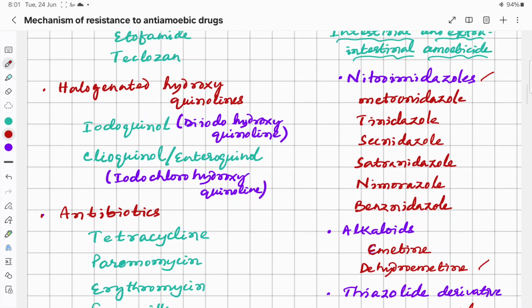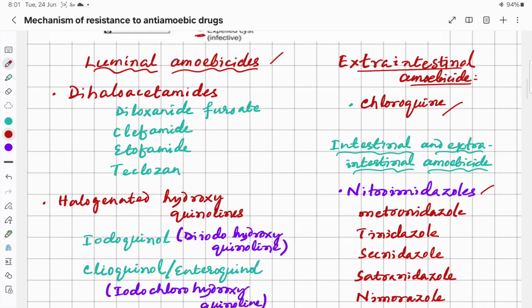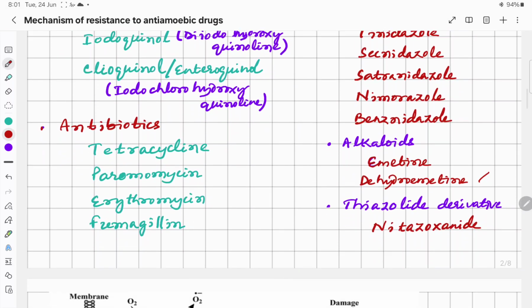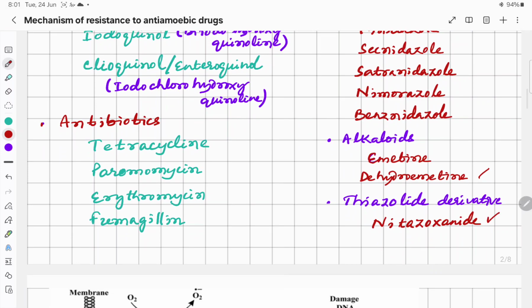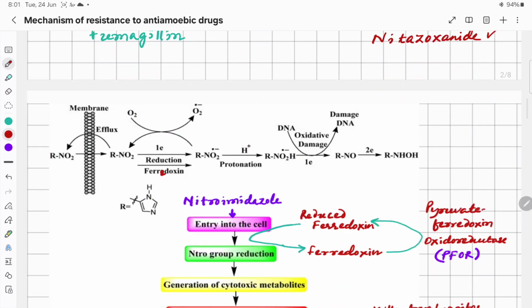The luminal amoebicides are mostly effective against the cysts, whereas the intestinal and extraintestinal amoebicide drugs, that means those which act in the liver and intestinal wall, are effective mostly against the trophozoites. And nitazoxanide is effective against both cysts as well as trophozoites.